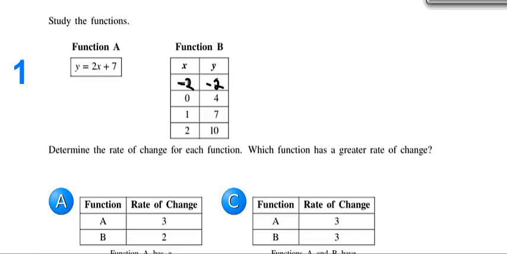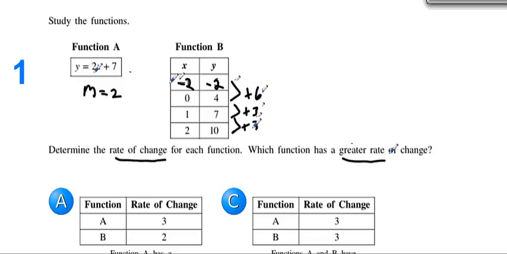Study the function. So we have two functions, A, which is an equation, and B, which is a table. So we know we need to determine the rate of change. So we know that slope, and we need to find the greater rate of change. So we know slope here is 2. Okay, notice here that our pattern is different, which is fine. We have another way of finding slope than just using our table, and that's using slope formula.